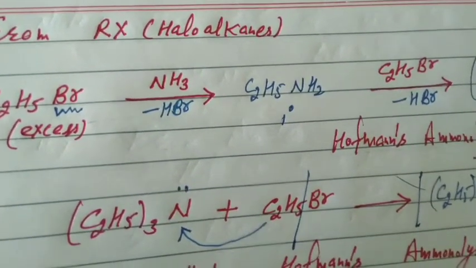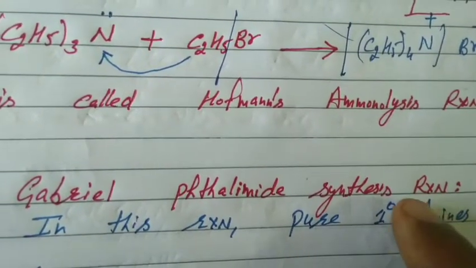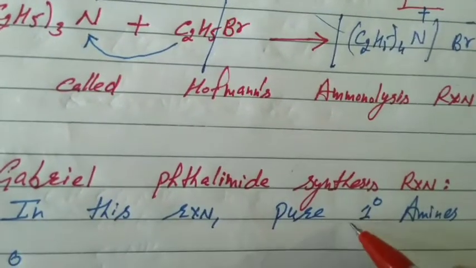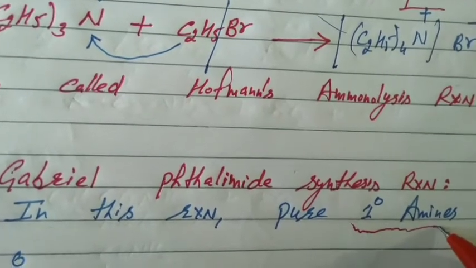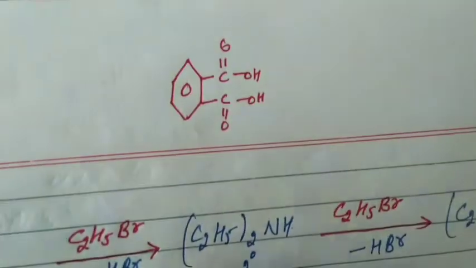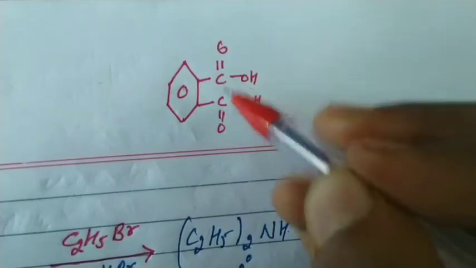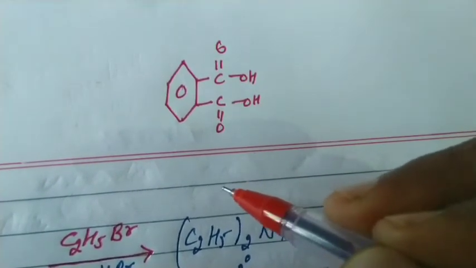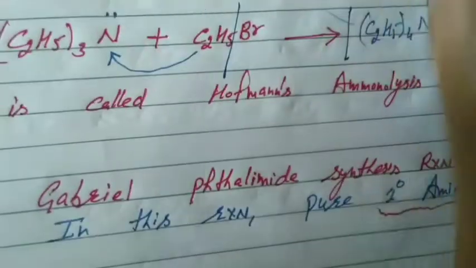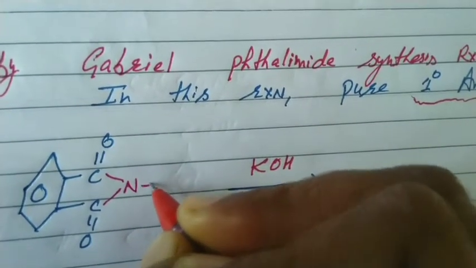If we have to obtain pure primary amines, then we use the Gabriel phthalimide synthesis reaction. It is again important, Gabriel phthalimide synthesis reaction. In this reaction, pure primary amines are prepared from phthalimide. You know it is phthalic acid, benzene 1,2-dicarboxylic acid. It is called phthalic acid. From phthalic acid we can easily derive phthalimide, that is, substitute the hydroxyl groups and change it to amide. This compound is called phthalimide, students.